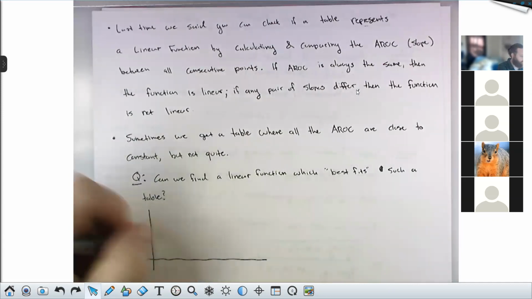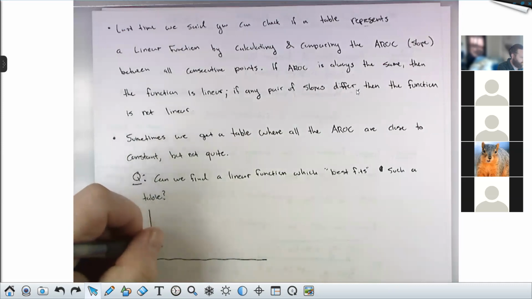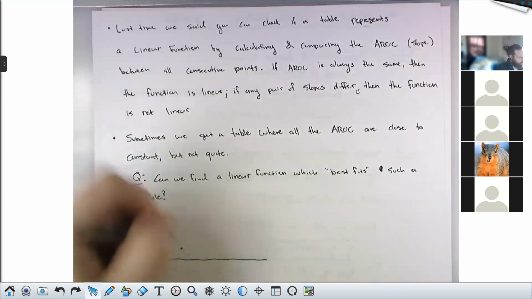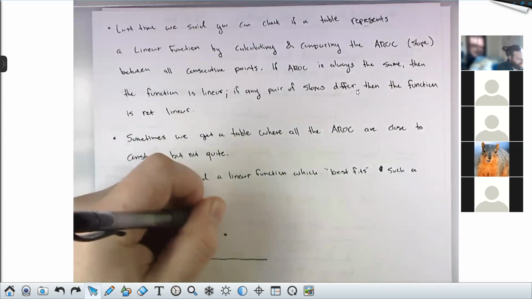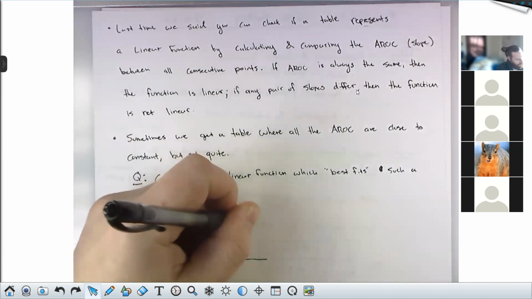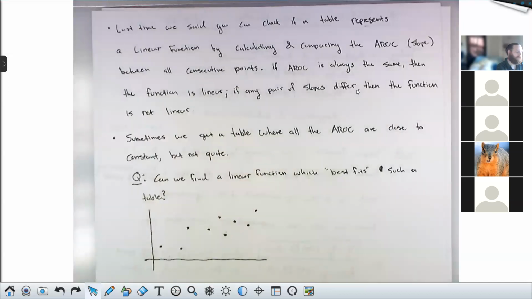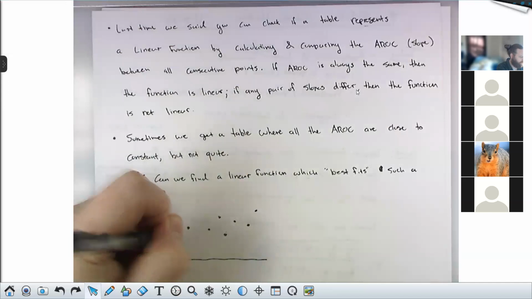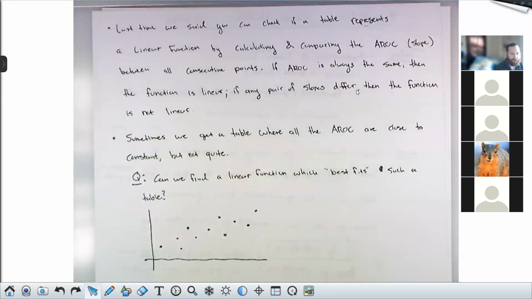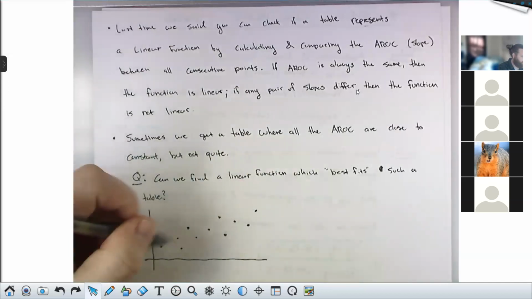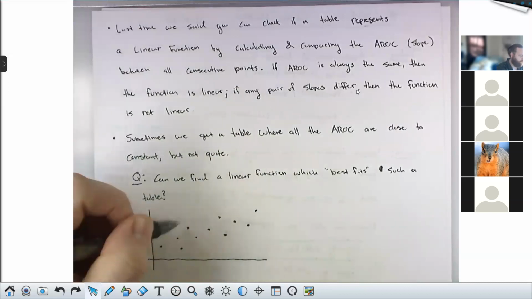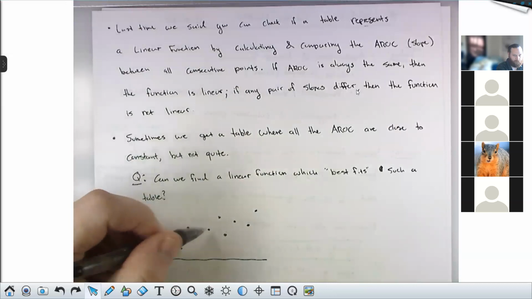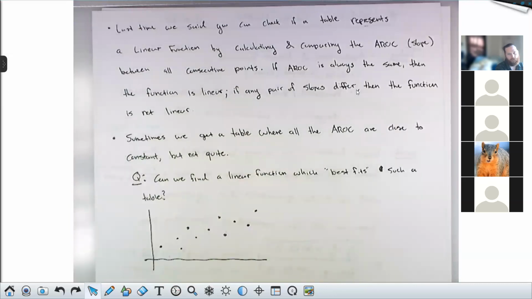All right, so maybe I have some data. This is going to be very qualitative, not very quantitative. Here's an example, right? This is not linear data. The slope from here to here is different than the slope from here to here is different than the slope from here to here.